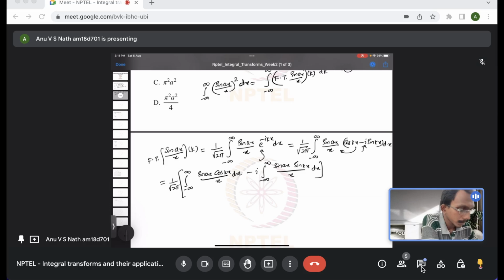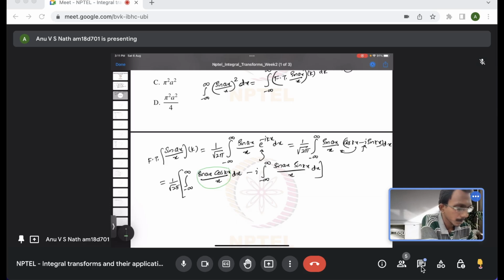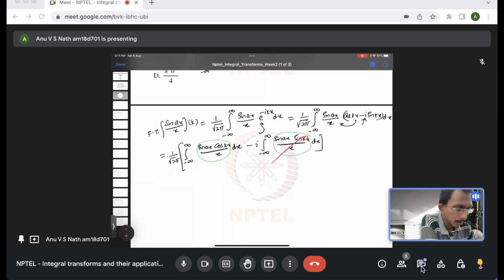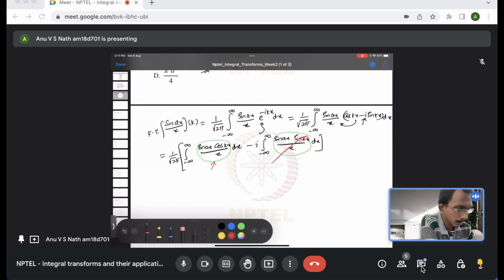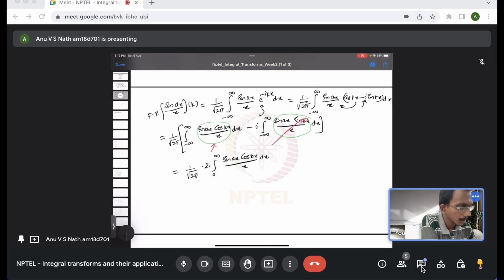Now note that the function here is actually an even function, and this one is actually an odd function. So that means the integral over this odd function from the interval minus infinity to plus infinity is actually 0, and only the integral over the even function will exist, and that we can also simplify like 1 by square root of 2 pi, 2 times integral 0 to infinity sin ax cos kx by x dx. So this 2 I will bring inside.